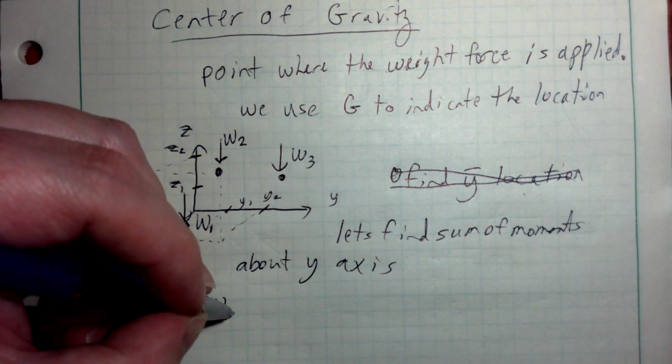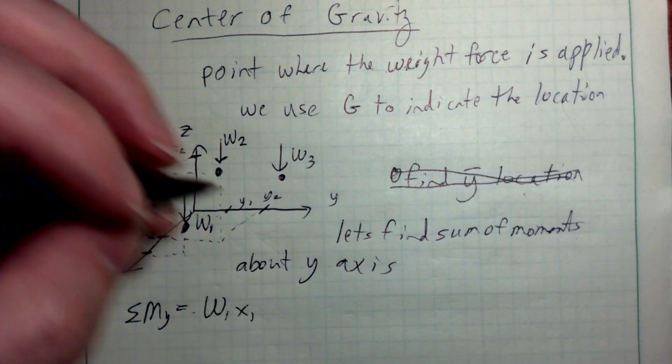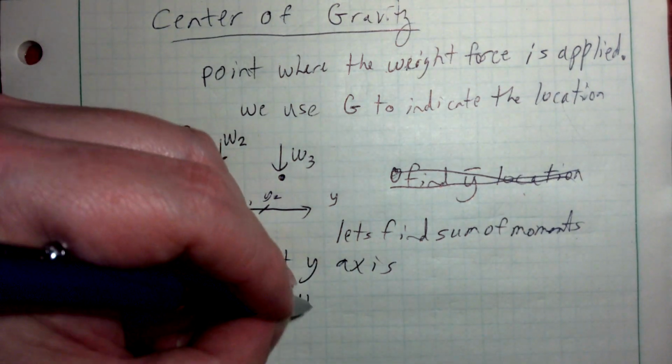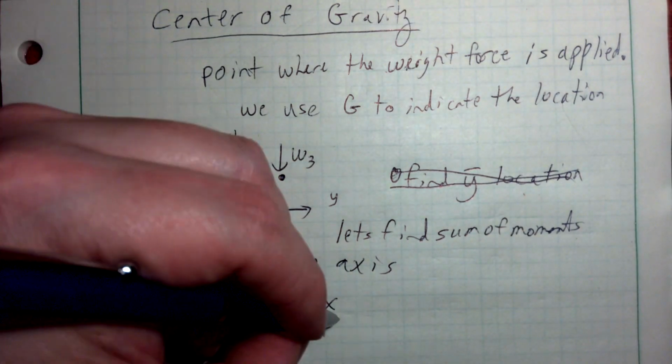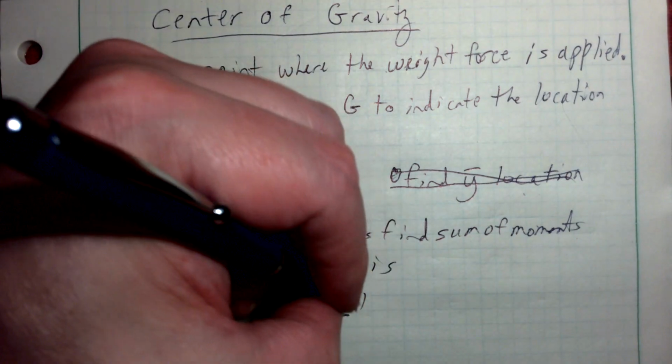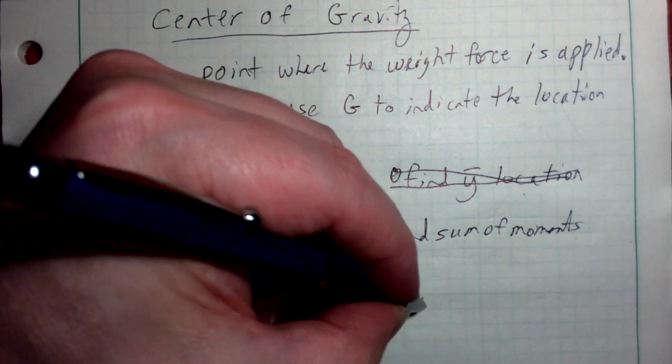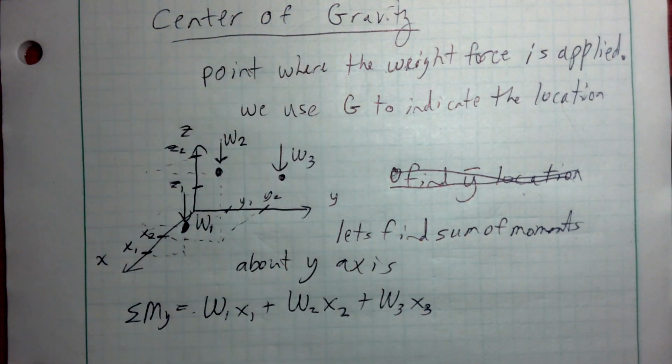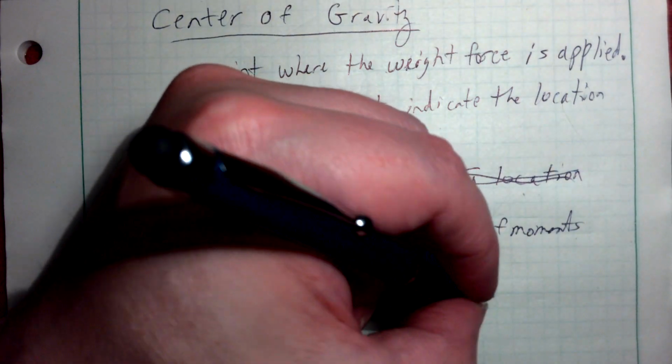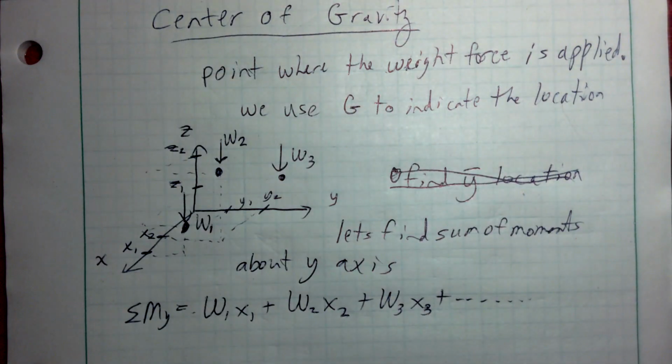So I've got weight 1 at x1. And then I've got weight 2, and its lever arm about the y-axis is going to be x2. And then weight 3 is going to have an x3 lever arm. And I could keep adding force weight number 4, weight number 5, weight number 6, and all of them would apply a moment in the y direction based on its weight and its distance from that y-axis. Okay.